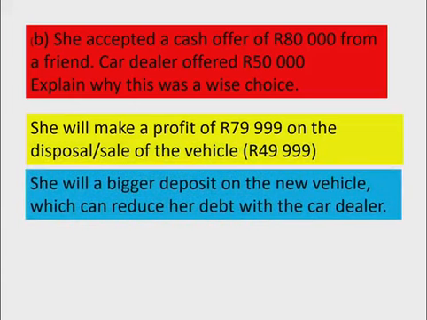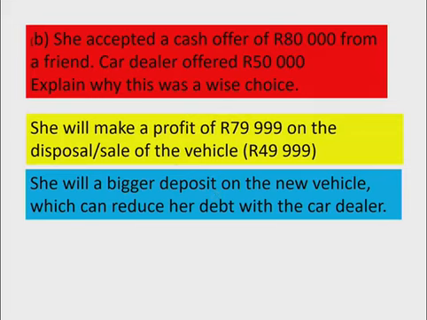Okay? And obviously, because she's getting rid of it, she obviously has to buy a new vehicle. Now, instead of having 50,000, she now has 80,000. She has a bigger deposit on the new vehicle. Instead of having 50,000, she will now have 80,000, and that will obviously then reduce her debt with the car dealer if she goes and buys a new car. So she's not taking the 50,000, she's taking the 80,000. So she'll have a bigger deposit on the new vehicle with the car dealer.